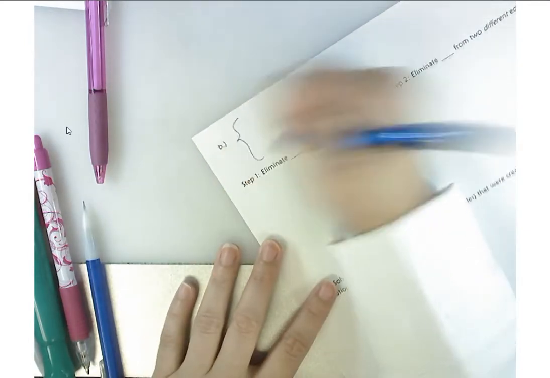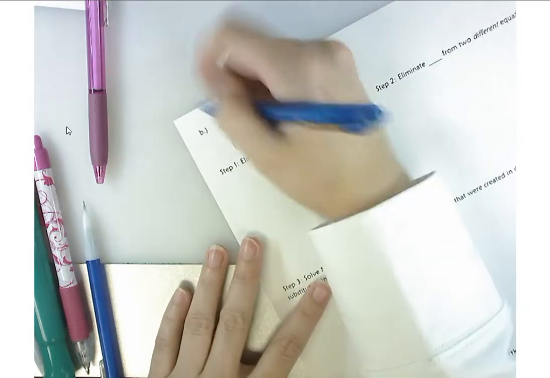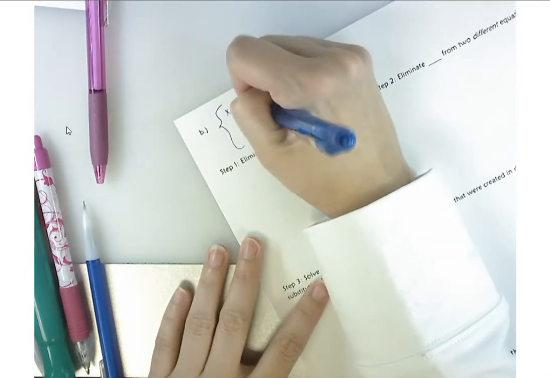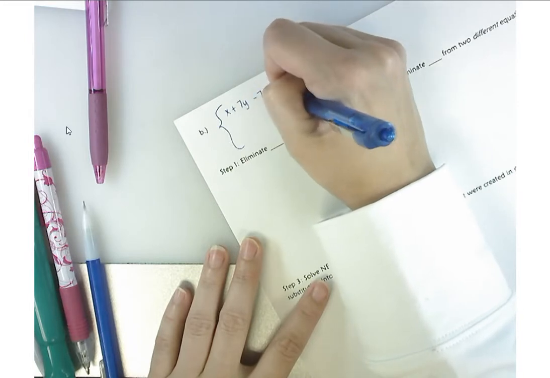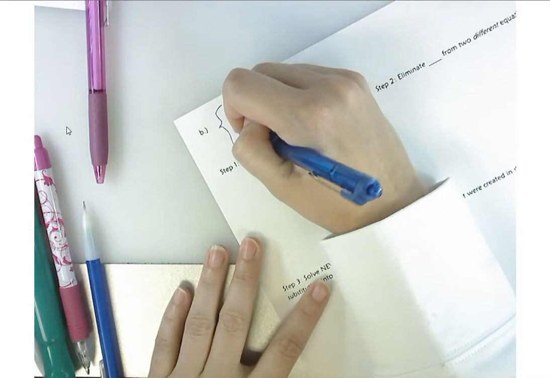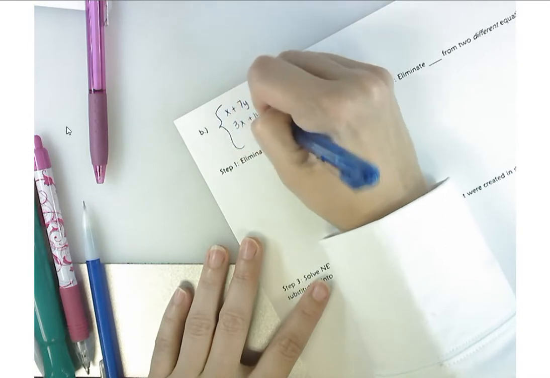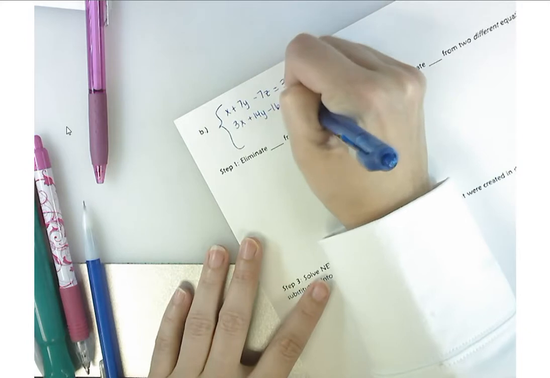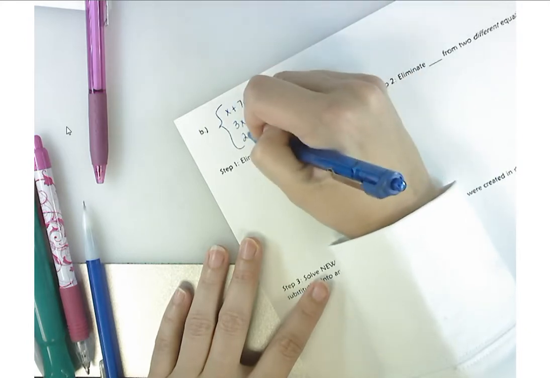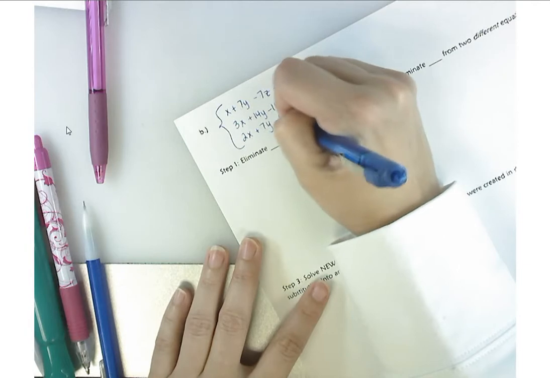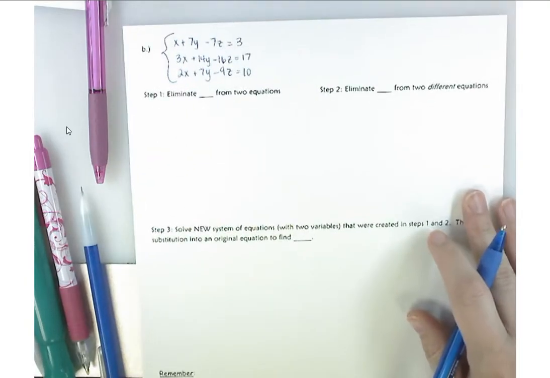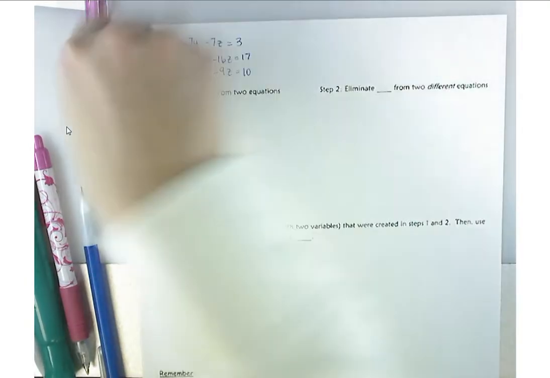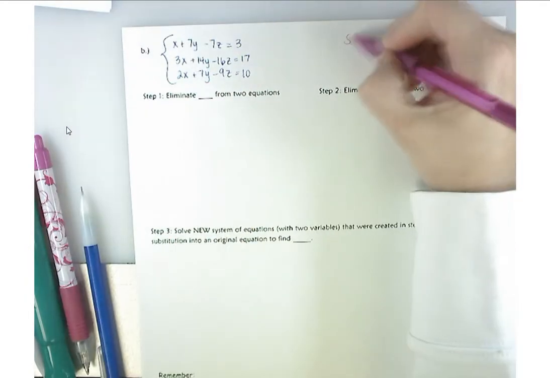So we have the fancy bracket, and then x plus 7y minus 7z is equal to 3. 3x plus 14y minus 16z is equal to 17. And then 2x plus 7y minus 9z is equal to 10. Okay, and then for this one, we are going to use strategy 2.